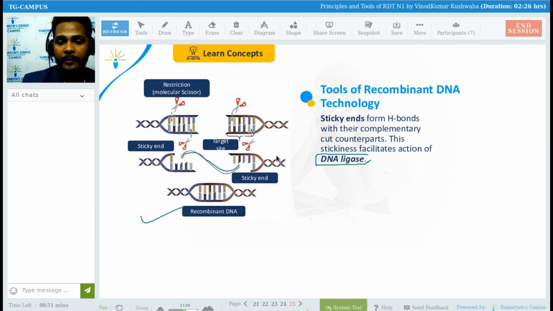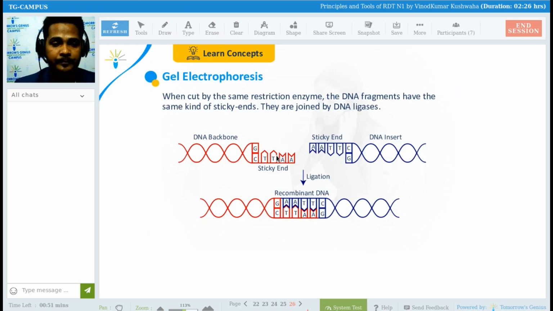So always keep in mind DNA ligase is a kind of glue that sticks two different parts of DNA. So when we cut the DNA with the same restriction enzyme, the DNA fragments have the same kind of sticky ends, and they are joined by the DNA ligase. As I told you, DNA ligation is very important, and that's what the name ligase means. That process is called ligation.